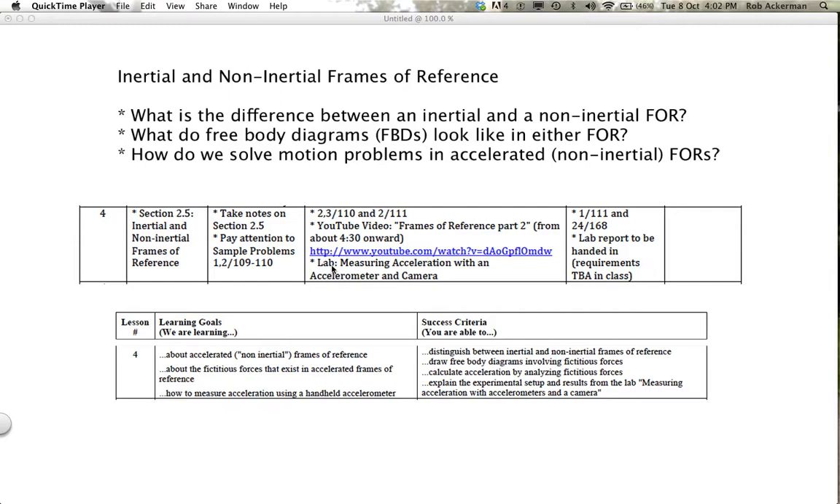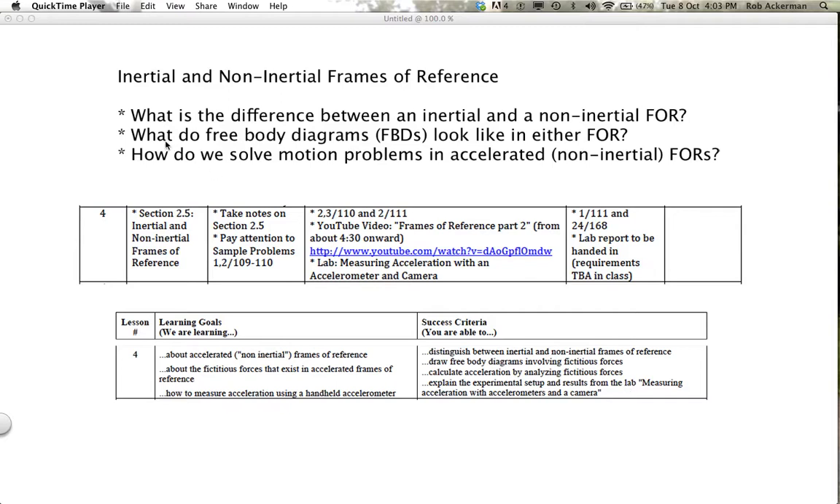We'll probably do that. It will take one day to do some problems in class, and then another day to work on the lab. And finally, there is a YouTube video which I'll reference in this video. This is a continuation of the frames of reference videos that you saw last time we talked about frames of reference. And finally, the learning goals and success criteria are down here. By the end of today's class, you ought to be able to do everything that you see under the success criteria. Some of these terms will make more sense after we're done with today's video, and the ones referencing the lab will make sense once you've done the lab.